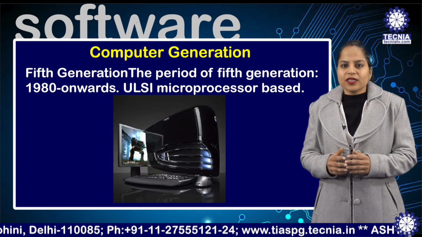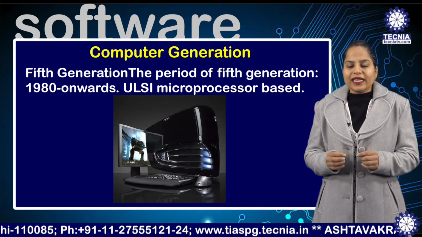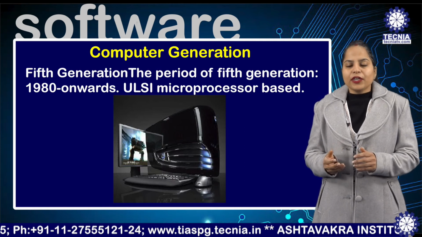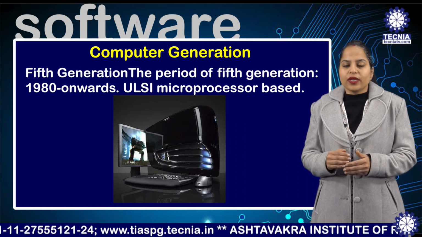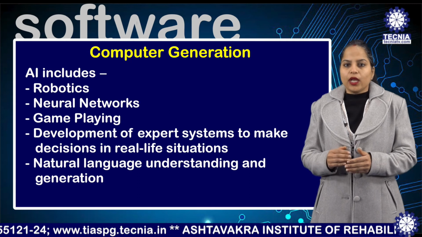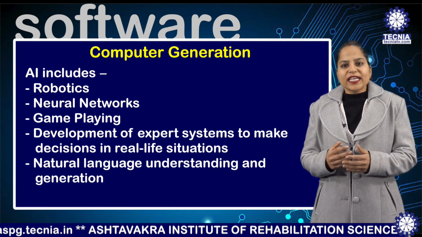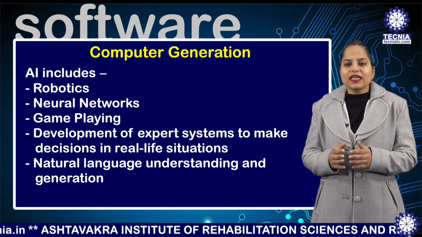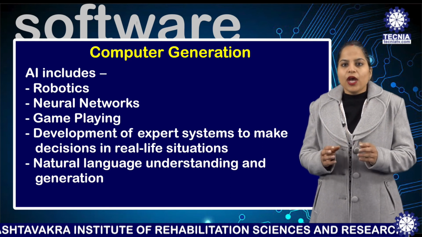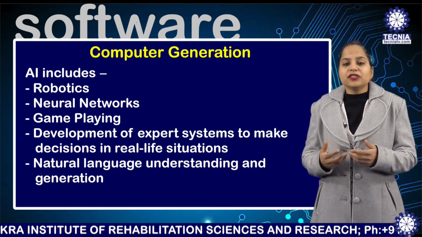Now the fifth generation is from 1980 till nowadays, with AI included in the fifth generation. Some examples are robotics, neural networks, game playing, development of expert systems to make decisions in real life situations, natural language understanding and generation.